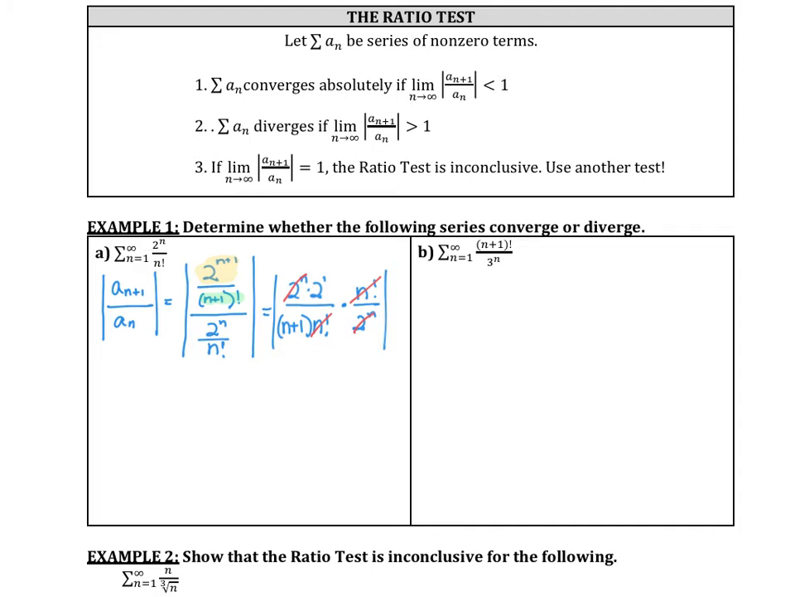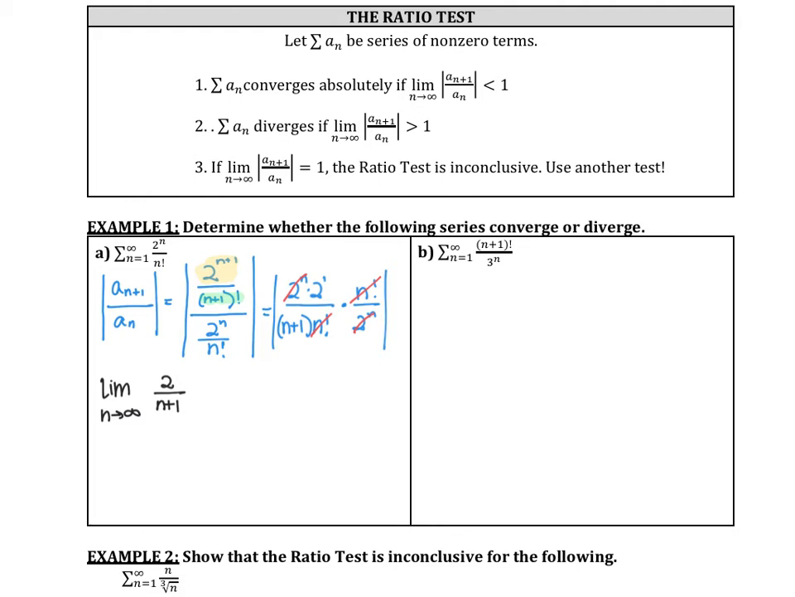Here's what this means. The actual problem that I'm going to work with is the limit as n approaches infinity of the absolute value of a sub n plus 1 over a sub n, which we just simplified to be 2 over n plus 1. And my job is to show its relationship to 1.